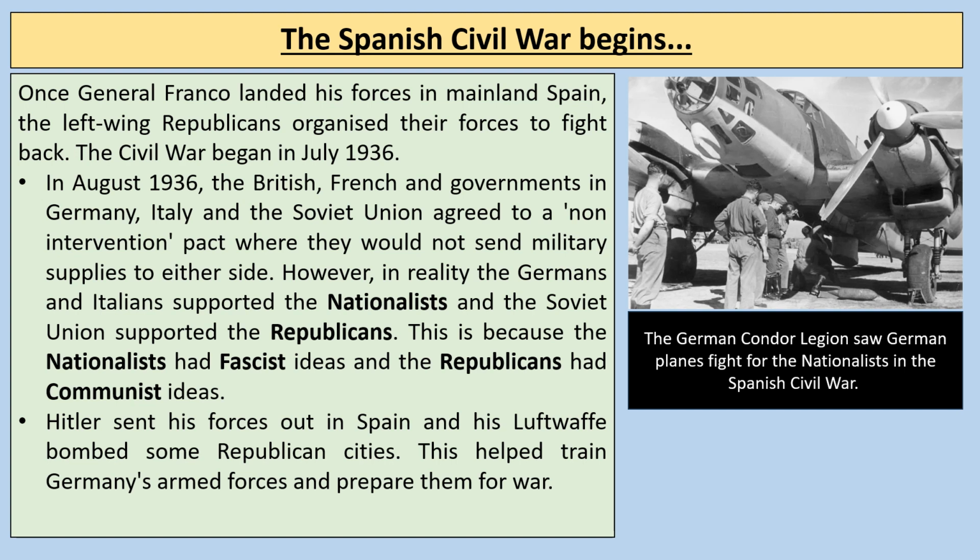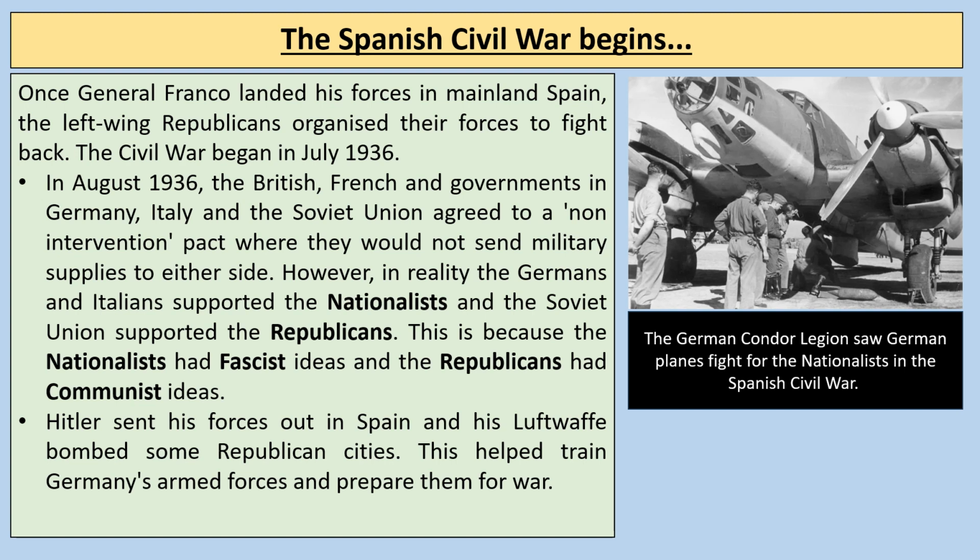So what General Franco did is he managed to land his forces in mainland Spain, bringing them over the Straits of Gibraltar, and the left-wing Republicans organised their forces to fight back. And this began the Civil War. So the Civil War had begun as a conflict between the nationalists, led by General Franco, and the Republicans who had been in government but had obviously alienated and upset many people in society.